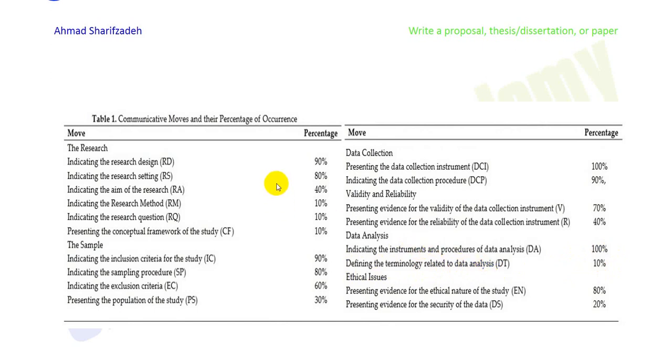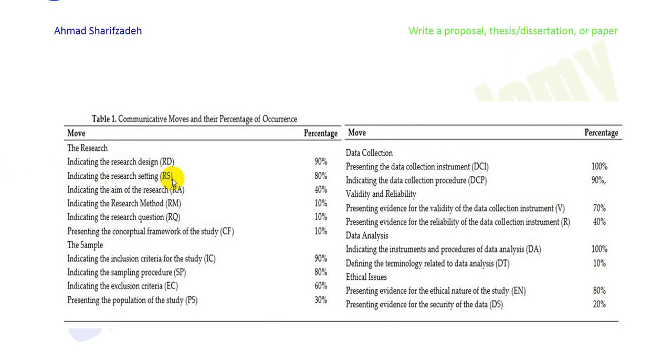Then you can decide better based on these percentages. For example, in 80% of research, you have to tell the research setting. This means the time and location of your research. You have to tell the readers that this research was done in summer 2021, in October, for example. Okay, you have to tell, and then you should tell them the location.